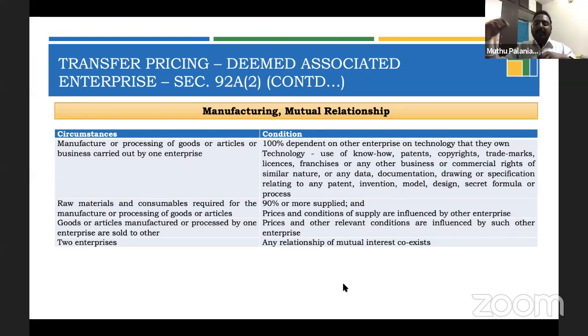So that is 90% of supply, or if any price and other relevant conditions are influenced by anyone else. Apart from all this, the final disclaimer clause: any mutual relationship that coexists whereby there is any control, then that is also called associated enterprises. So these are all the list of associated enterprises.